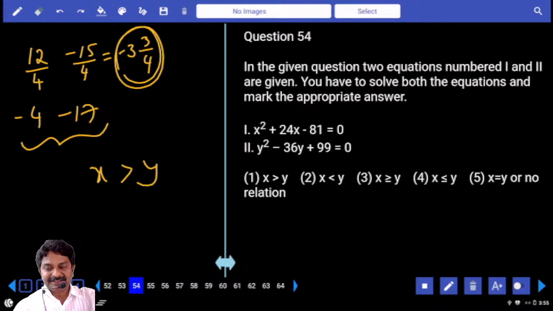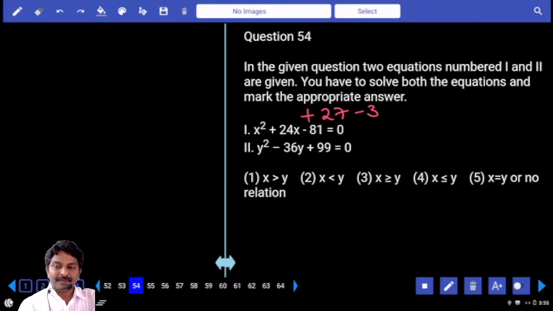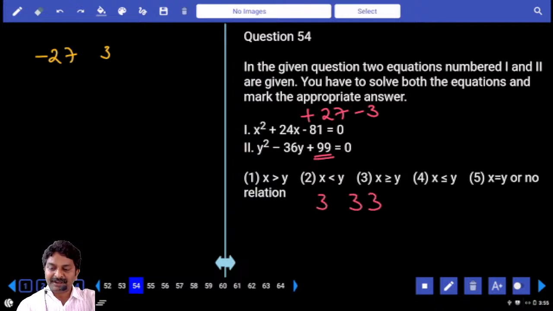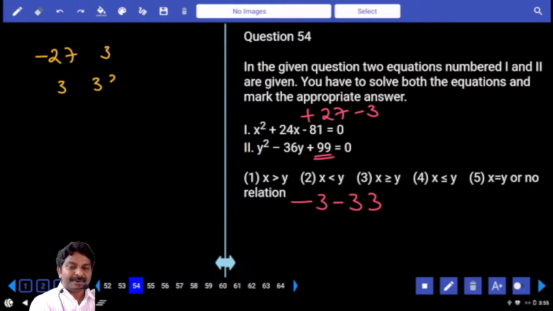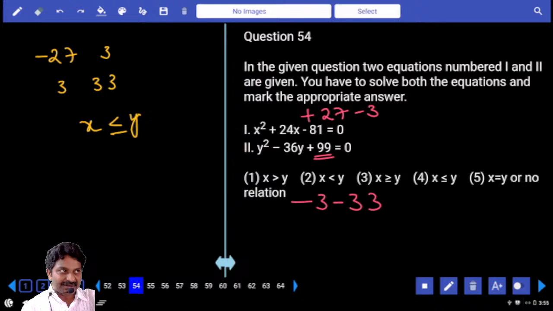81 can be written as 27 times 3. Plus 27 minus 3 is the combination. Factors are minus 27 plus 3. 99 can be written as 3 times 33. Minus 3 minus 33 is the combination. Factors are plus 3 plus 33. X is less than or equal to y condition.